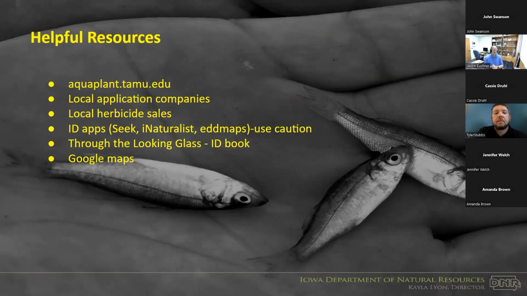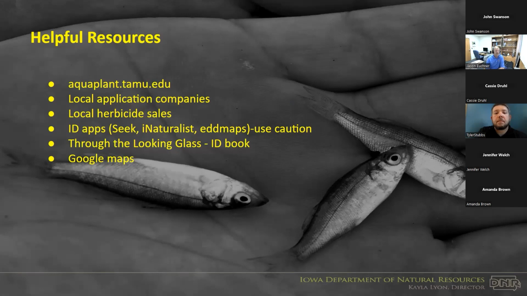All right, I'm just going to throw up some helpful resources here. AquaPlant is a Texas A&M website that is really useful for basic plant ID as well as management options. It gives you a list of excellent and good herbicides to choose based on the species you're dealing with. For local application companies, there are many around Iowa that do private applications. And for local herbicide sales, your local ag suppliers often have access to some of these aquatic plant herbicides that we use.